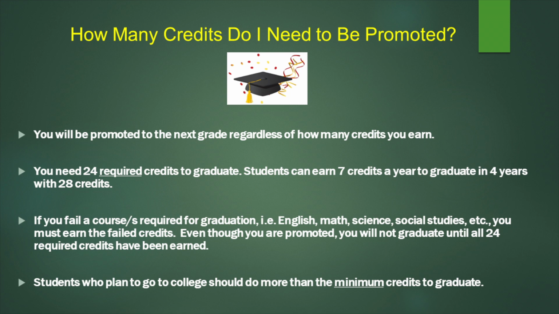If you fail a course that is required for graduation, like English, math, science, and social studies, then you will have to retake the course and make up the failed credit. Some of you may be thinking, how can I make up the failed credit? There are a few options available, which include FLVS, PBVS, Ingenuity, or E2020, daytime or nighttime lab.